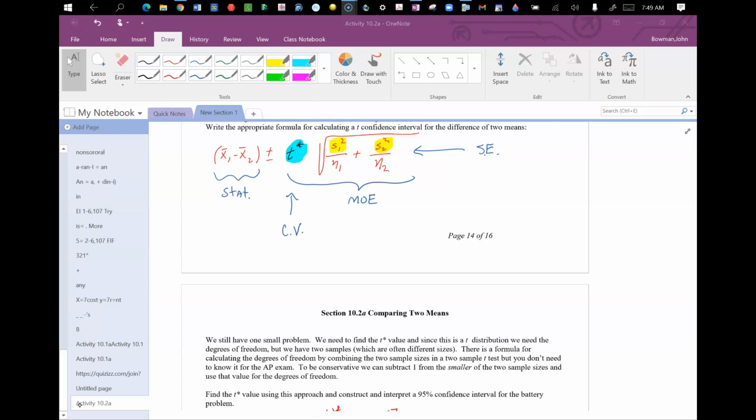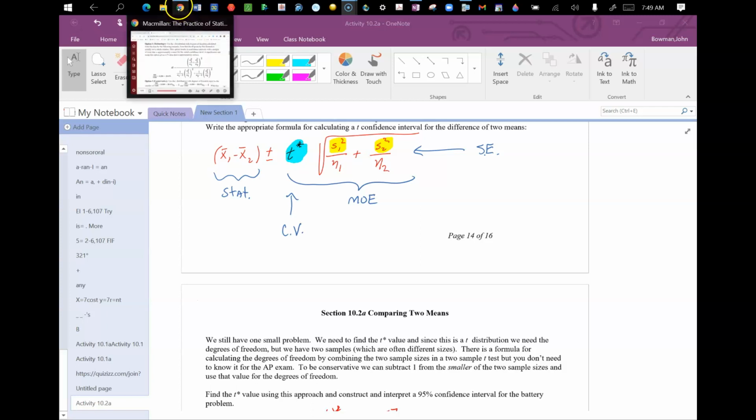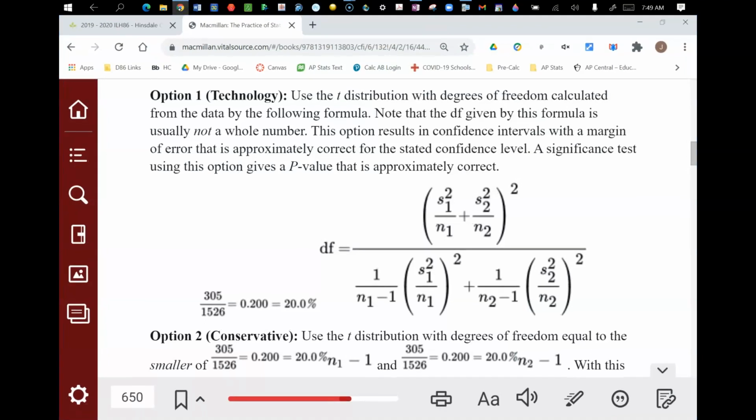So one option is to take the smaller of the two sample sizes and subtract 1 and use that degree of freedom. That will give you the largest critical value, and you can use that. That is the method I would use if I was not using the built-in function in my calculator. If I am using the built-in function in my calculator, there is a very complicated formula which you do not need to know. This formula right here, which you see in front of you, is what is used to calculate the degrees of freedom. That is actually a less conservative approach, but it's a more accurate approach.